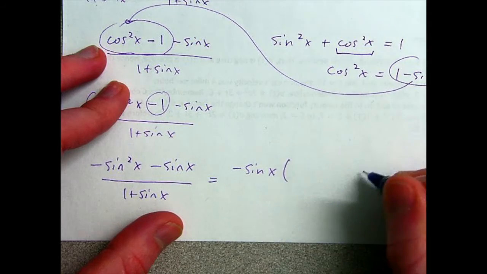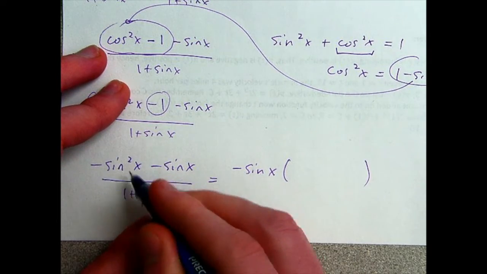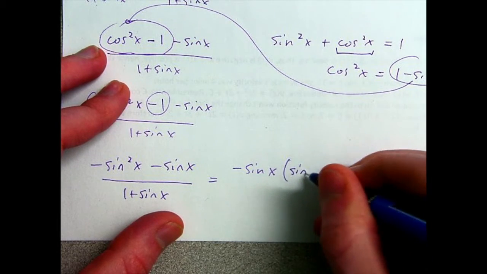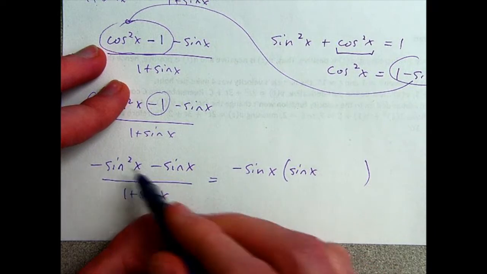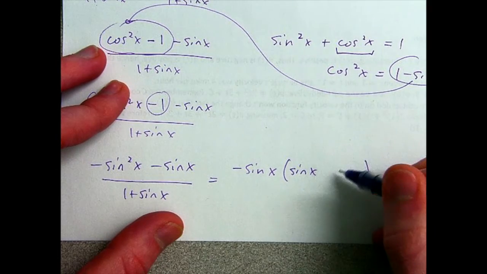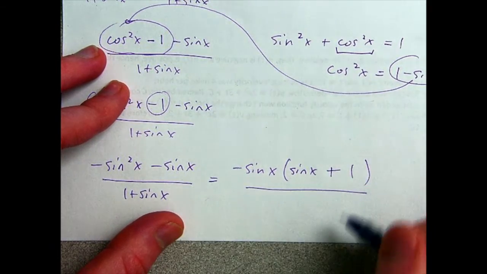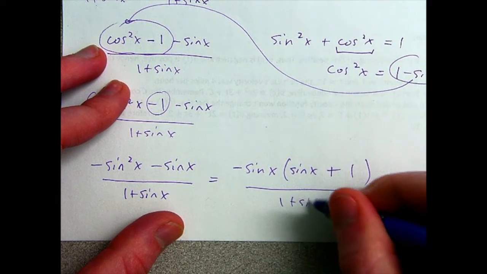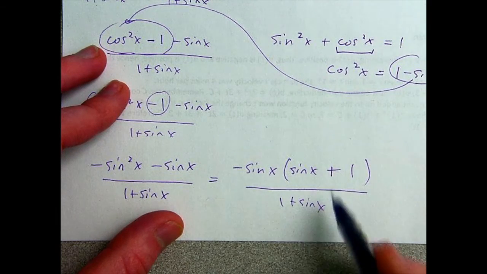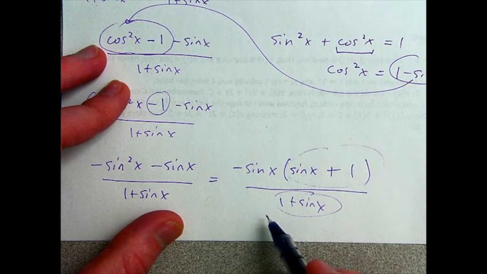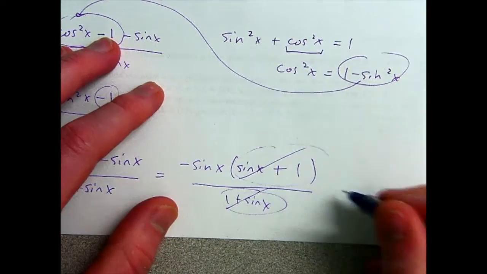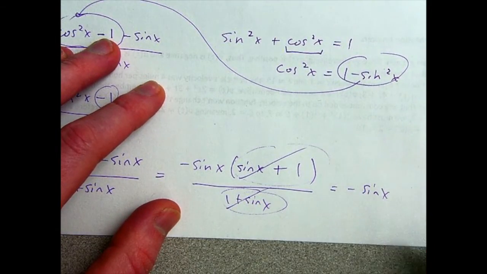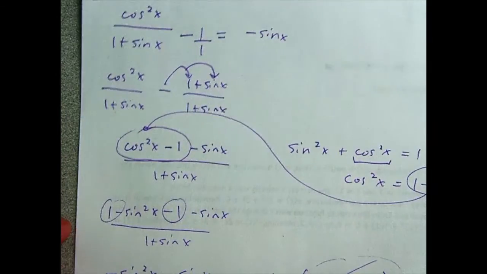Negative sine x. When I remove negative sine x from this term, I'm left with just positive sine x. And when I remove negative sine x from this second term, I'm left with nothing, so I just have a 1 over 1 plus sine x. Then you might notice that this factor here is actually equal to that factor, so they cancel. And that leaves you with negative sine x, which is actually the thing that we were trying to prove. So that's how that goes.